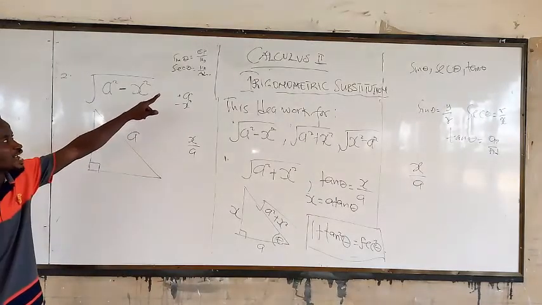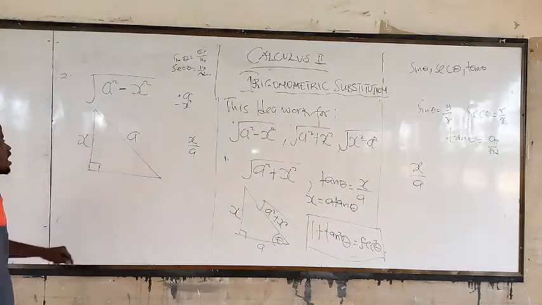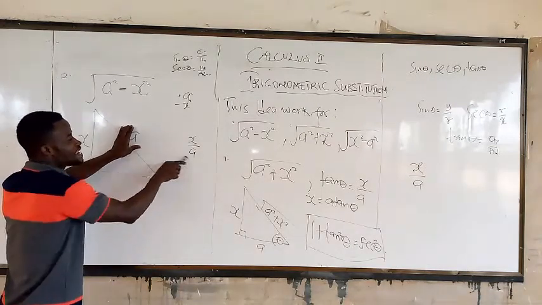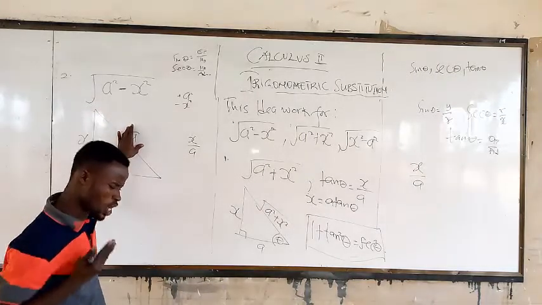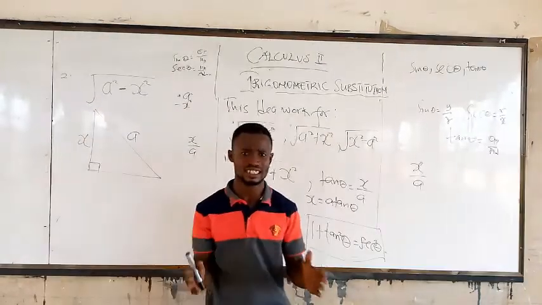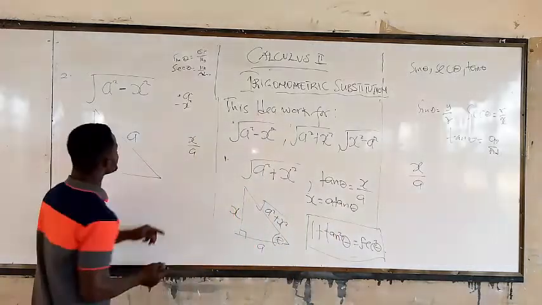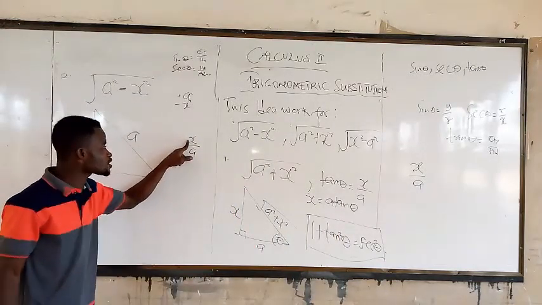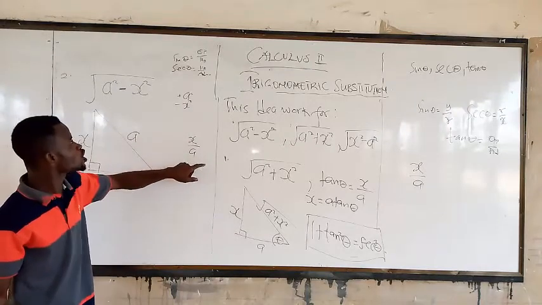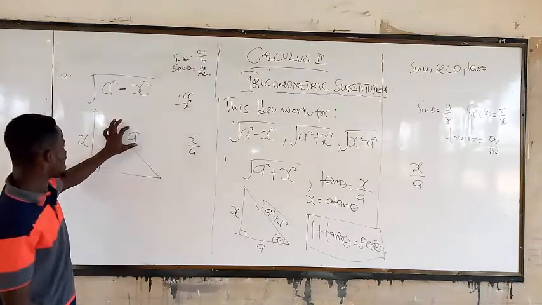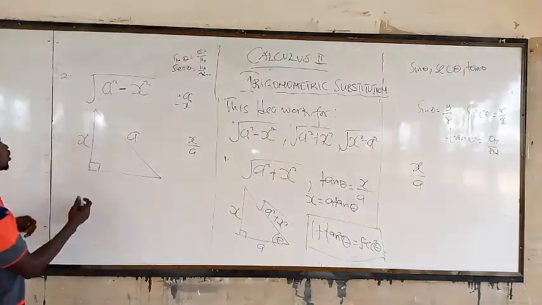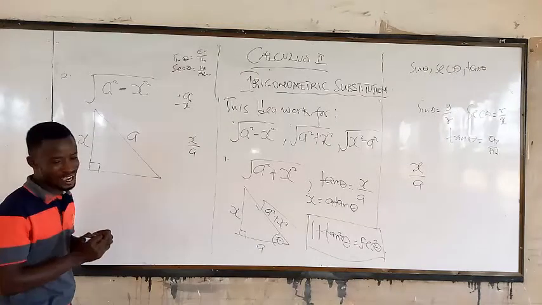Sec theta is hypotenuse over adjacent, and the hypotenuse is a. That failed to be in the form of a variable over a constant. I hope you are getting this concept. So sec theta failed to be in the form x over what? A, because the hypotenuse is a, and that failed to be a variable. Very good. So sin theta will work.